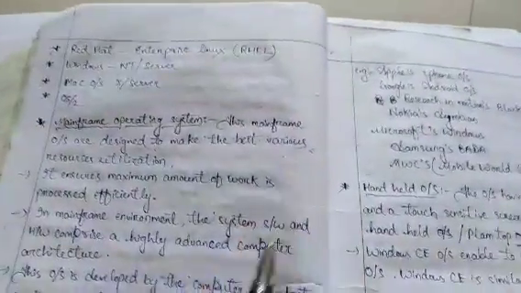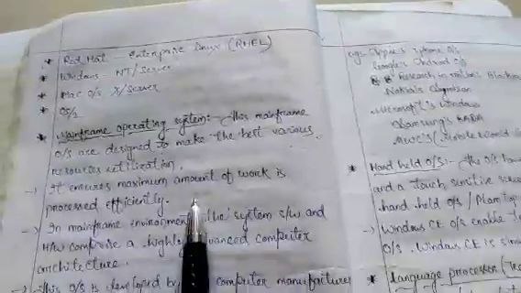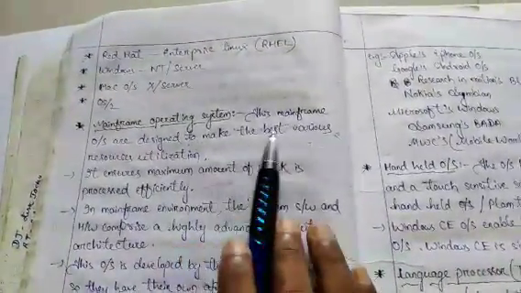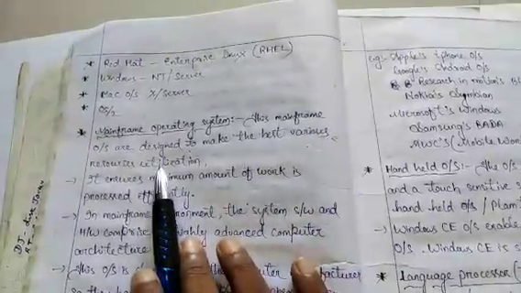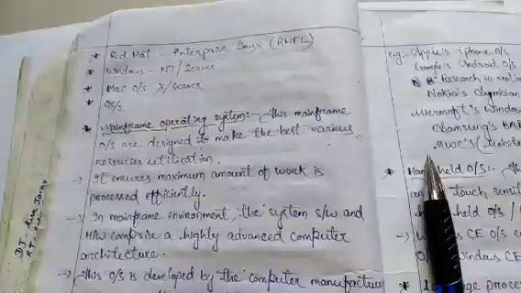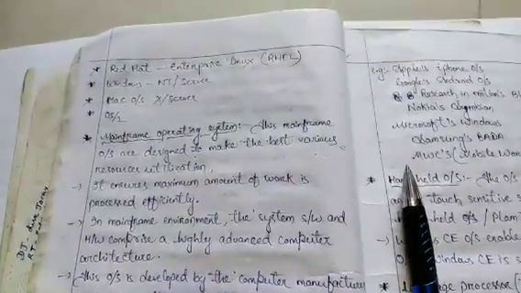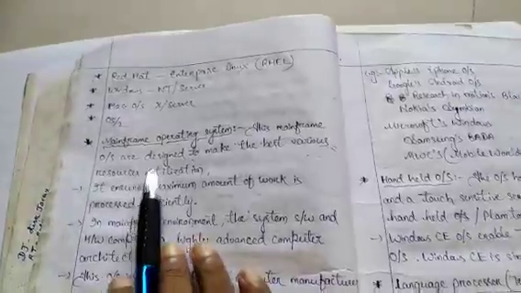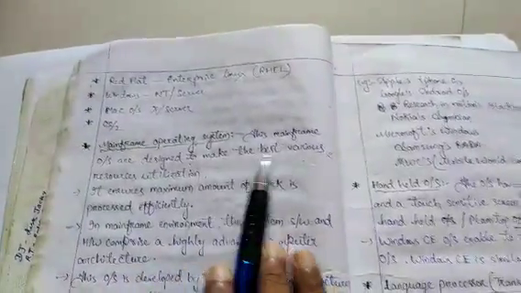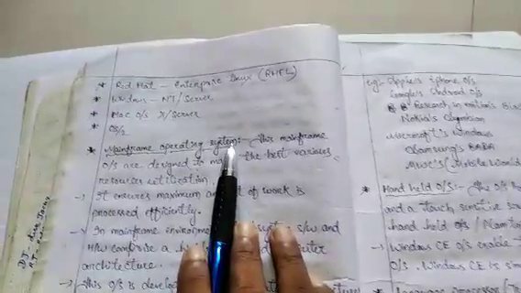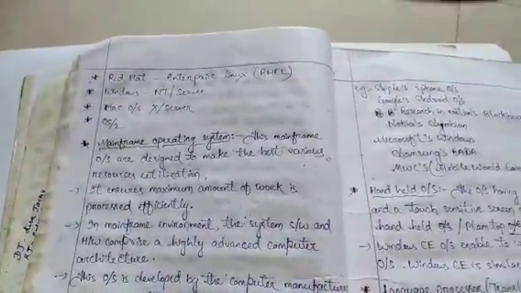Also, there are many other operating systems, like the mainframe operating system. A mainframe is a supercomputer, a powerful computer. The operating systems used in mainframes are designed to make the best use of various resources and utilization. That is the mainframe computer operating system. So there are many types of operating systems.